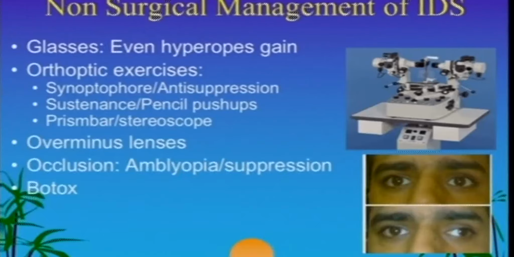the stereopsis. So the non-surgical management of IDS would include, first of all, glasses. I think Dr. Rohit has covered this part. Orthoptic exercises are an important thing if we are dealing with an exophoria or intermittent exotropia in which there are poor fusional convergences, and you can improve them by giving proper exercises.